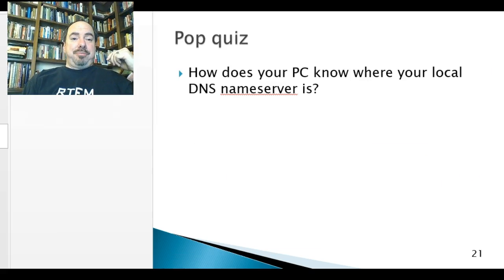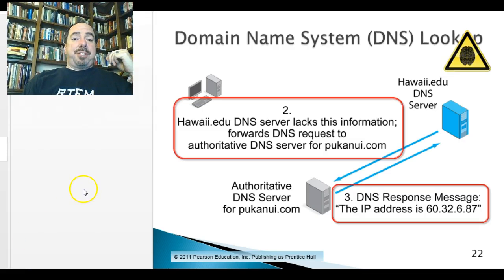The answer, I'll let you mull this over for a second, but the answer is one of the 5 things that DHCP gives you: IP address, subnet mask, default gateway, address of the local DNS server, and the lease time. So that's how DNS knows. Great test question. Okay, in this example, my PC here, I want to browse to a site on pukanui.com.